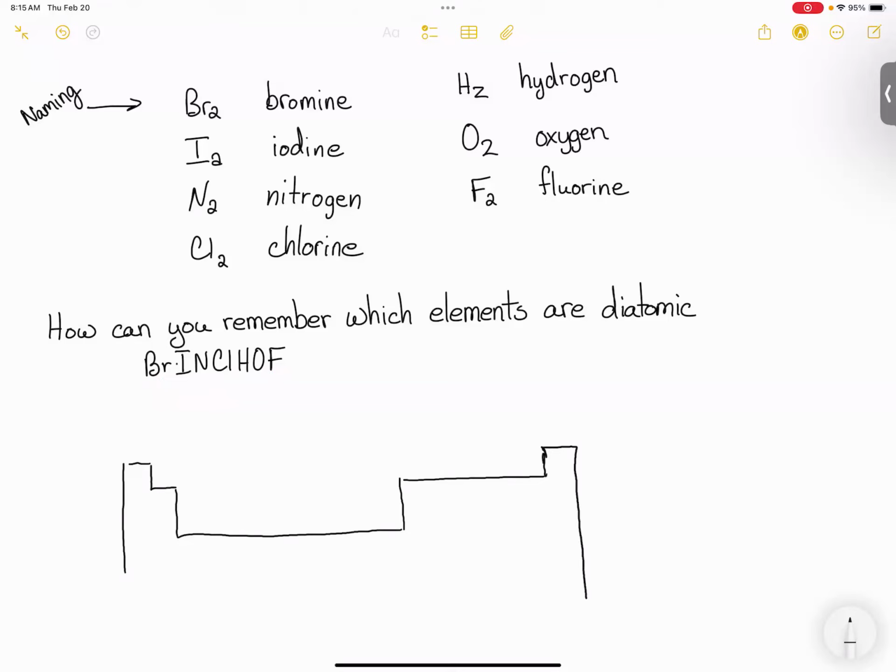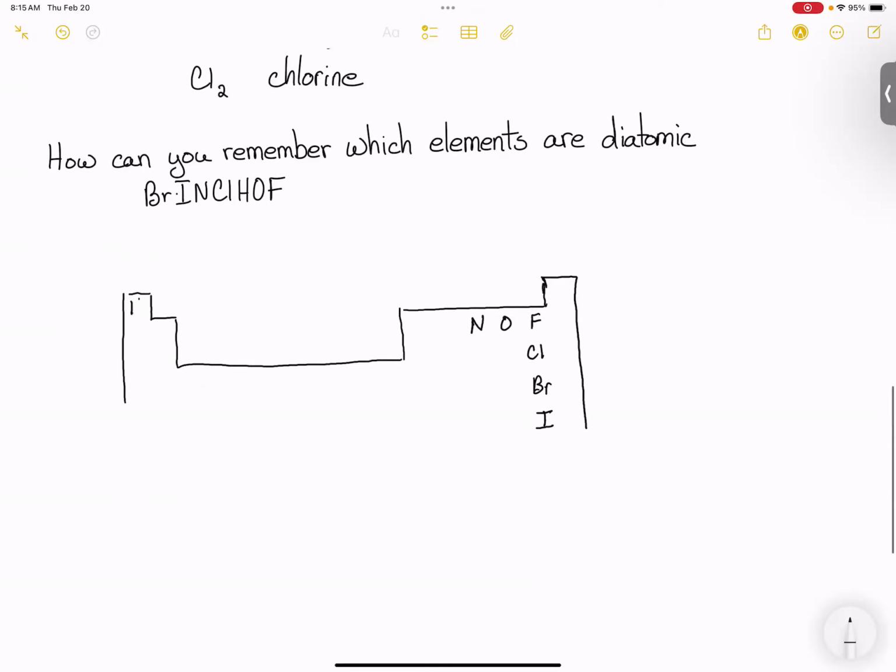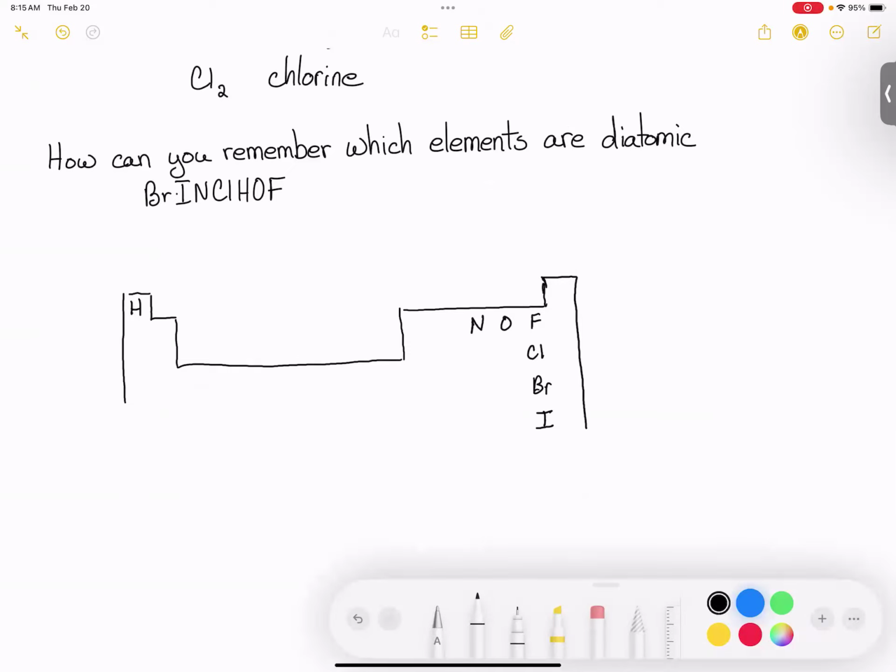I said there were 7 of them. Nitrogen, oxygen, fluorine, chlorine, bromine, iodine, and then hydrogen. In other words, they form the number 7 on the periodic table, plus you have hydrogen. So that's another way you can memorize your 7 diatomic elements.